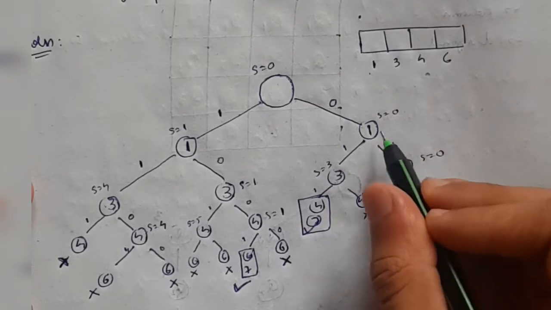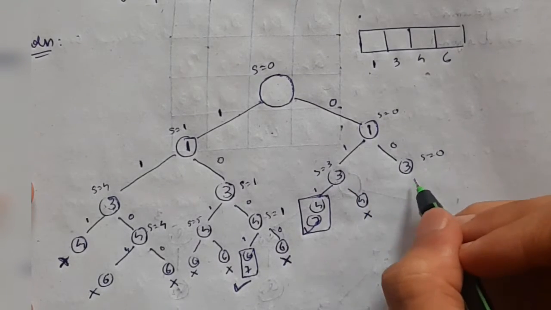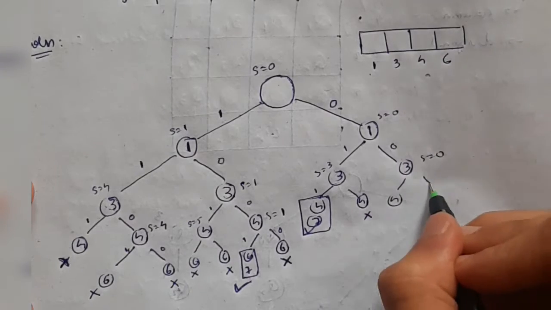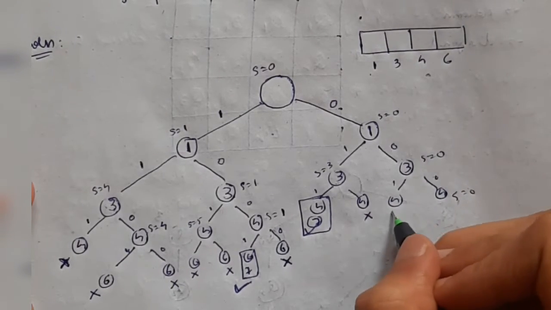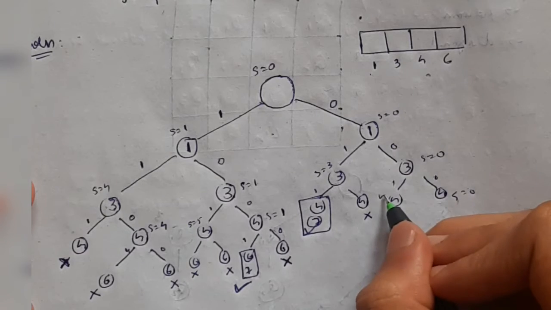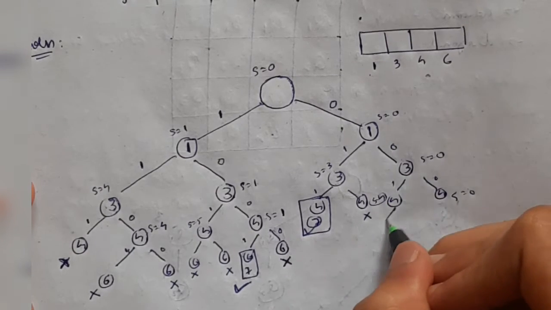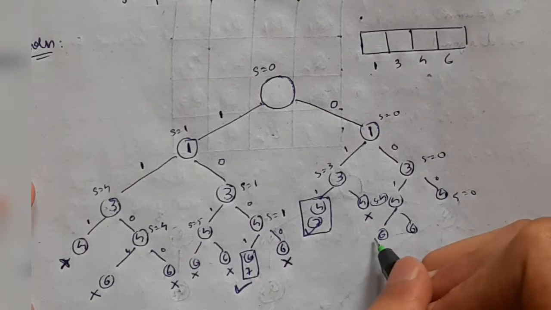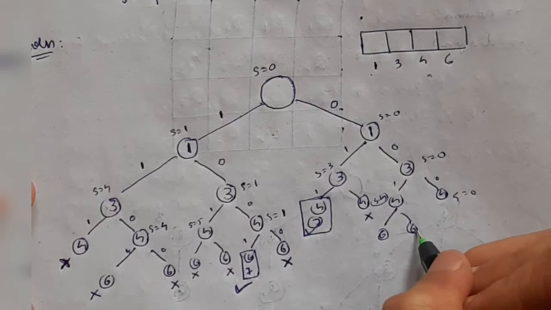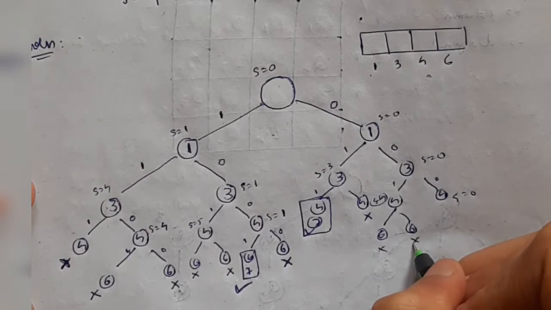I can't take. From here 0, and I can select 4 or not select 4. If I don't select 4, the sum will be 0. If I select 4, the sum will be 4, okay. And from here I can either select 6 or not select 6. Both of these cases will not give me the answer, because this will give 10 and this will give 4. So both of these cases are not possible.